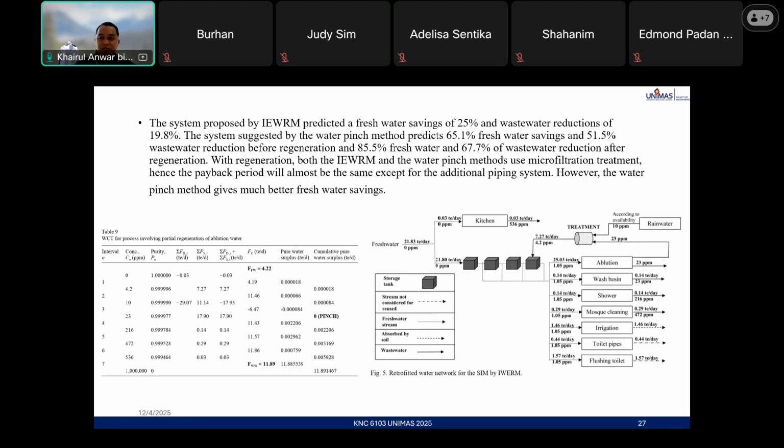So this is why we do pinch analysis, sorry, not water cascade. Just to know where you can optimize the system.